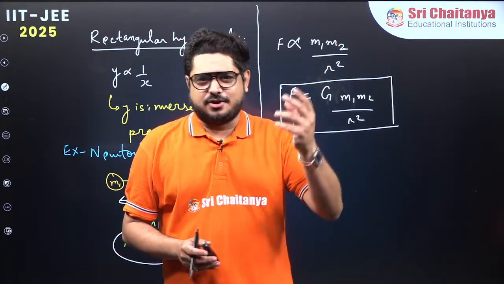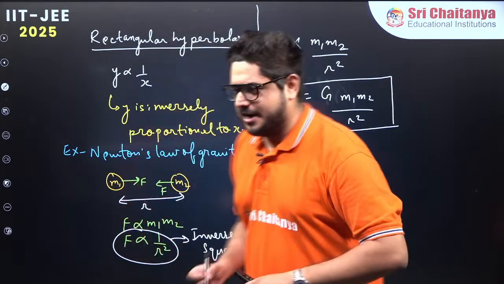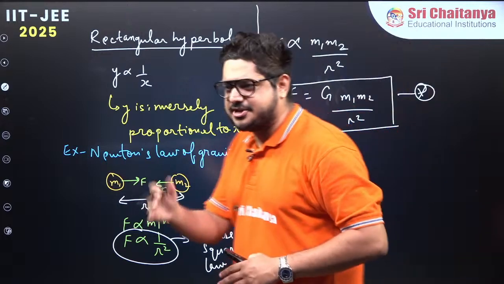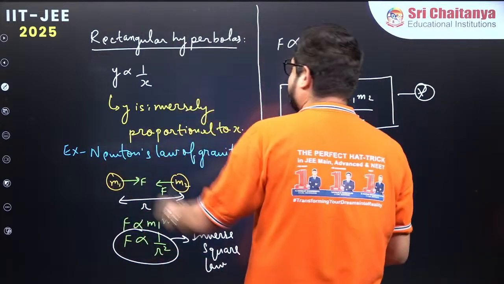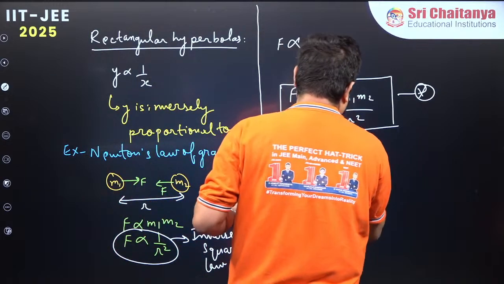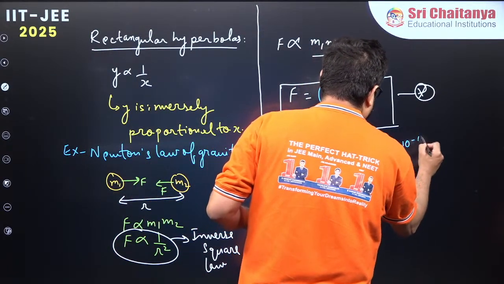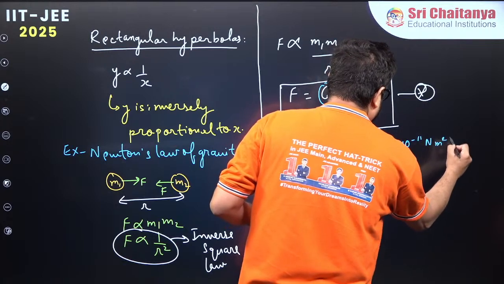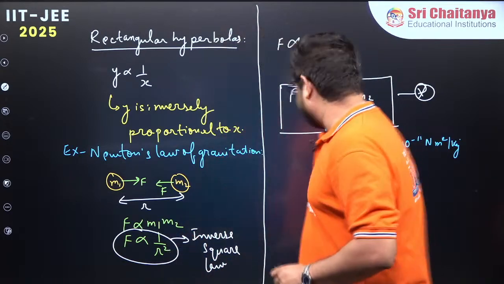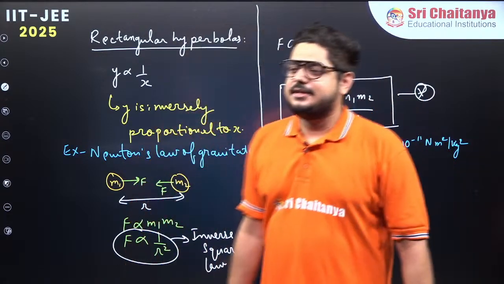This is a very commonly asked JEE Main question. So what is the value of G? Let's try to know about this value of G as well. That is 6.11 into 10 to the power minus 11 Newton meter square per kg square. Right, isn't it? Yes or no? So this is the value of G.